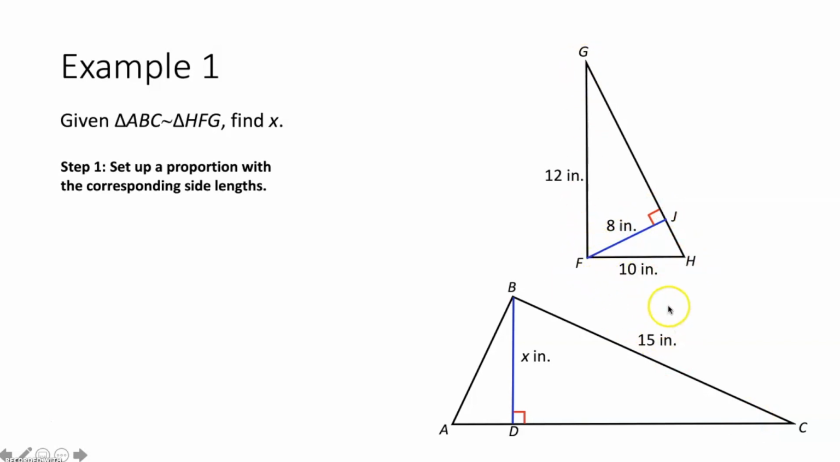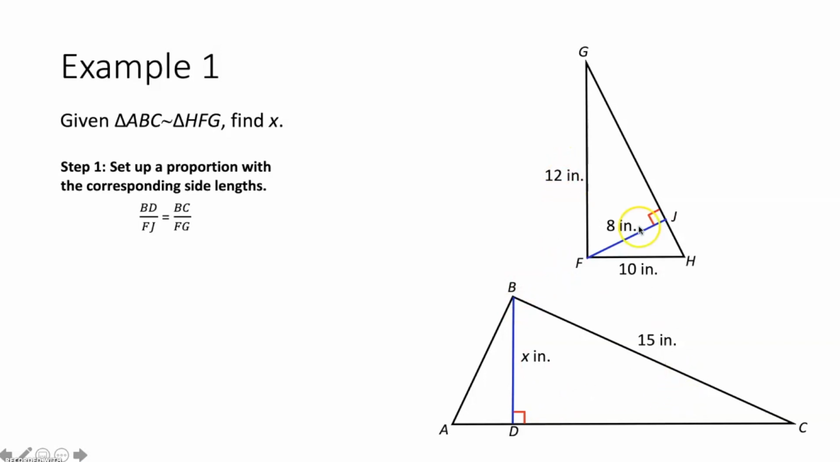So which corresponding sides do we have? We have the measure of segment BC and the measure of segment FG. We know that those are corresponding based on the similarity statement up here. So again, we're setting up our proportion. The measure of segment BD over the measure of segment FJ has to equal the measure of segment BC over the measure of segment FG.